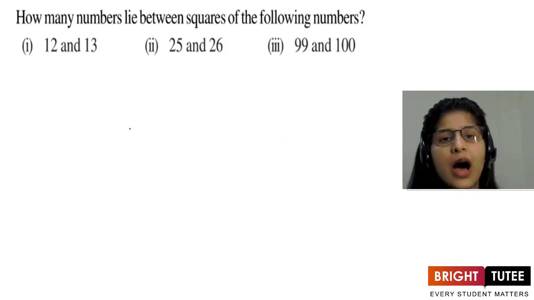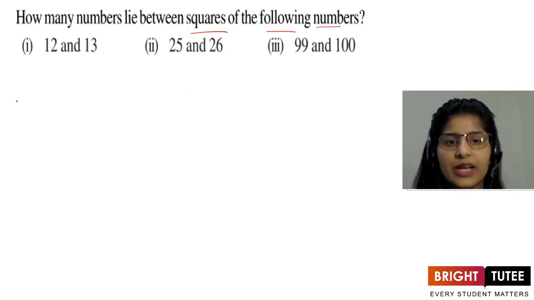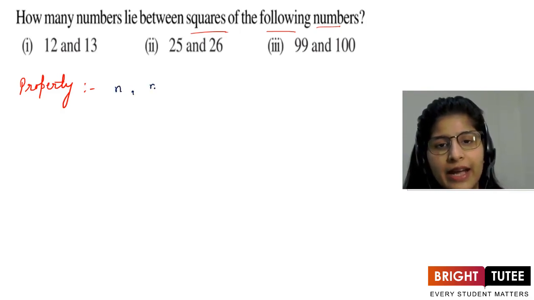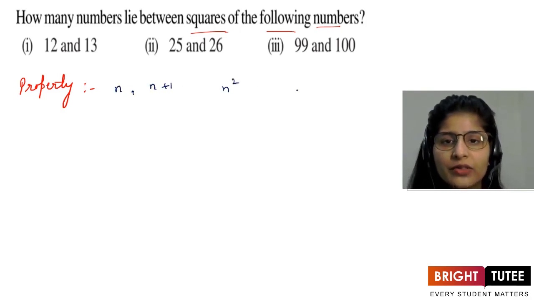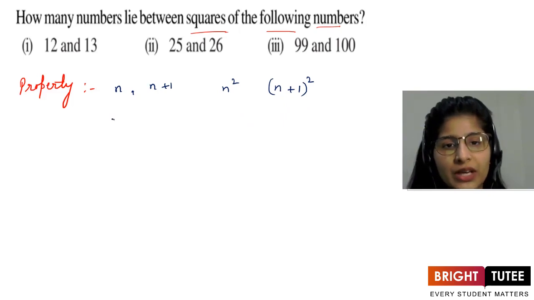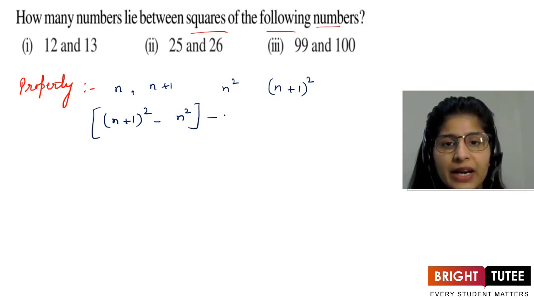Here they're asking how many numbers lie between squares of the following numbers, right? One thing that we have learned till now is, what is the property that we have learned? If we have two numbers, n and n plus 1, and we are doing the square of those two numbers, how do we find how many numbers lie between those two square numbers? We first find the difference: from the greater one, subtract the square of the smaller one, and then subtract 1 from it.